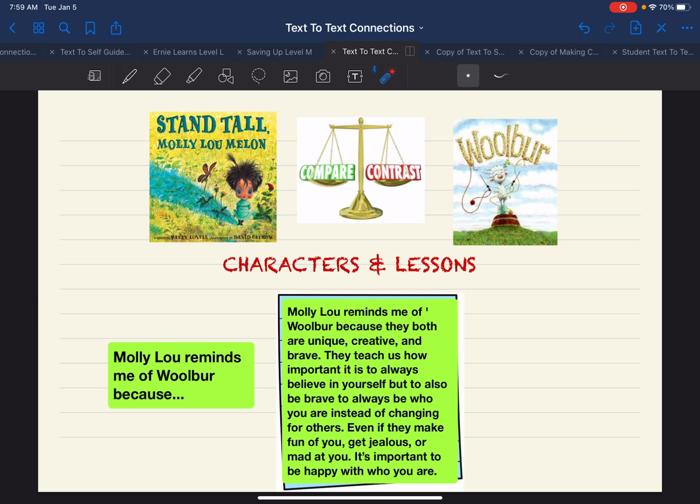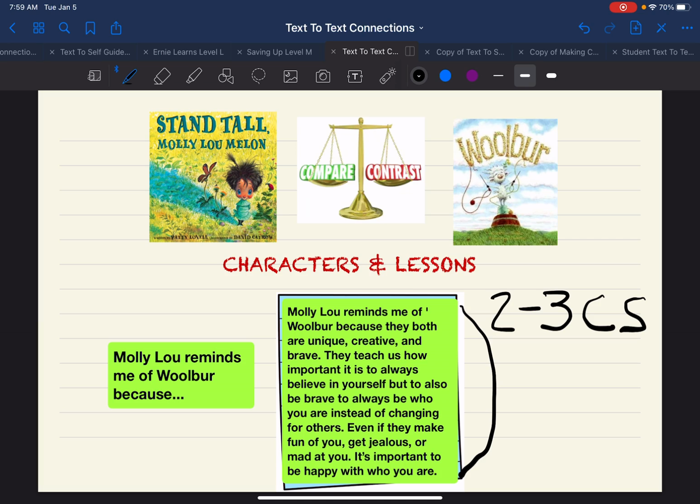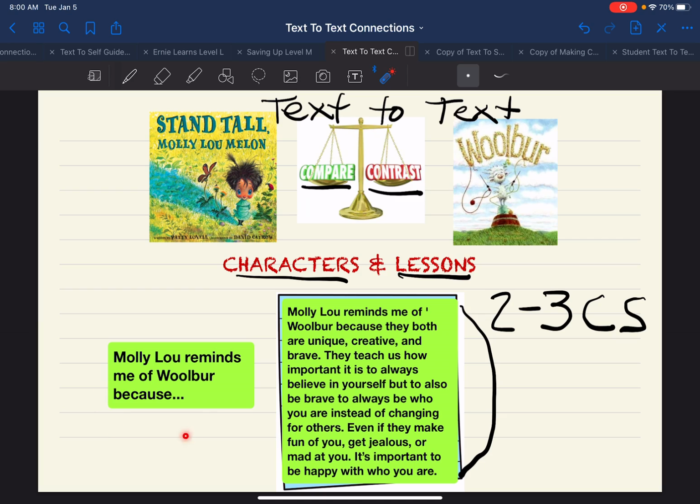Okay, so let's hear that again. Because I hear 2 to 3 complete sentences that make sense, that compare and contrast two characters and their lessons, because that's, for me, how I made a text-to-text connection between these two stories. So Molly Lou reminds me of Wilbur because, so it's going to be important as you make your text-to-text connection today that you use a prompt and you support it with because, and you give us the ideas from both stories and how you connected them, what they reminded you of each other. So both books should remind you of something that they have in common, if that's the characters or the lessons.